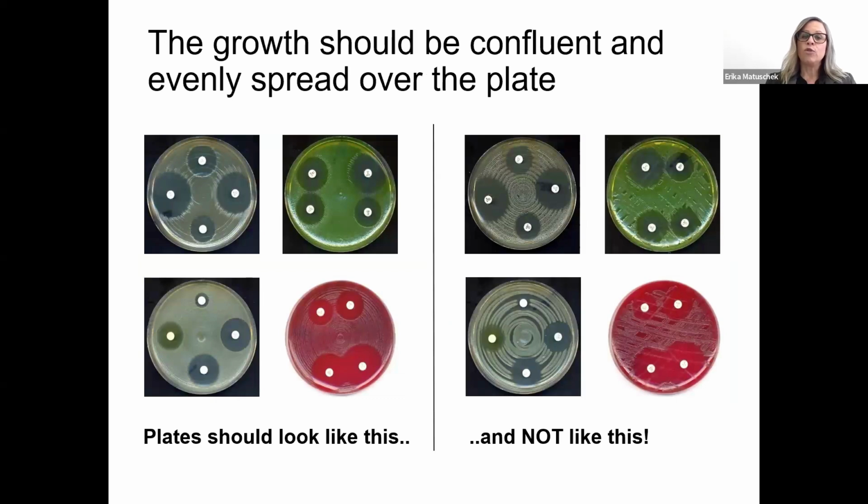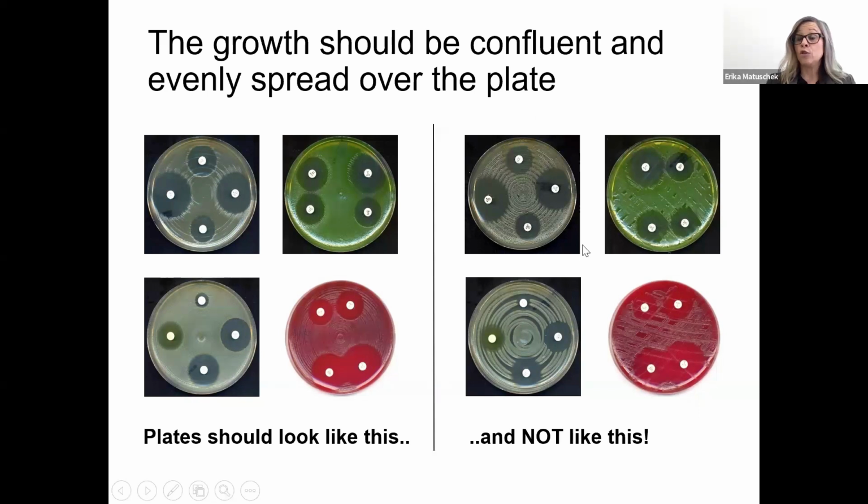Here are some examples of what we want the plates to look like after incubation, and some examples of what we would not want them to look like. The examples to the left show plates with a nice, evenly spread confluent growth, and the plates to the right have some different problems. And these correspond to the same isolate. Here is an E. coli, the same one here. Then we have Pseudomonas aeruginosa, Staph aureus, and Haemophilus influenzae.